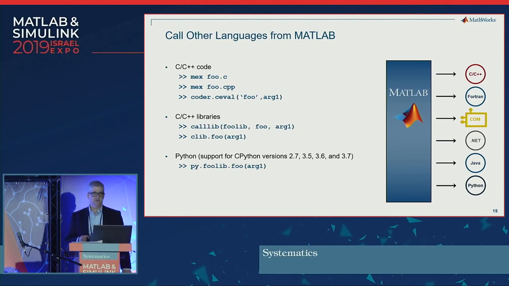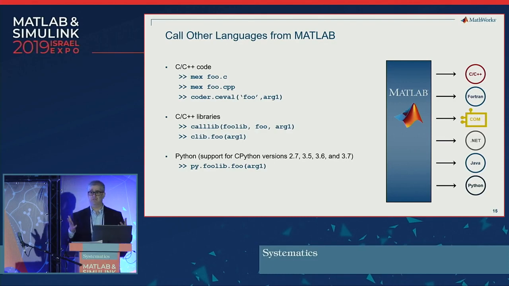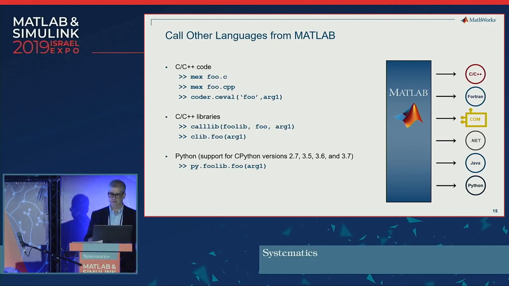And for C, C++ libraries, you probably are all familiar with our load library or call library functions. We have a new interface for C++ though, which is the clib.foo. Okay? This allows you to use C++ in MATLAB. This is within the last couple of releases. And then as I mentioned before with the Python interface, py.foolib would be the library that I made for foo, and then foo the function.